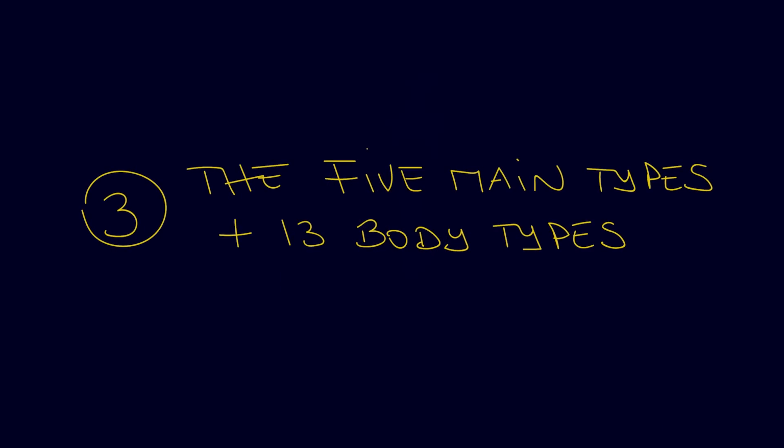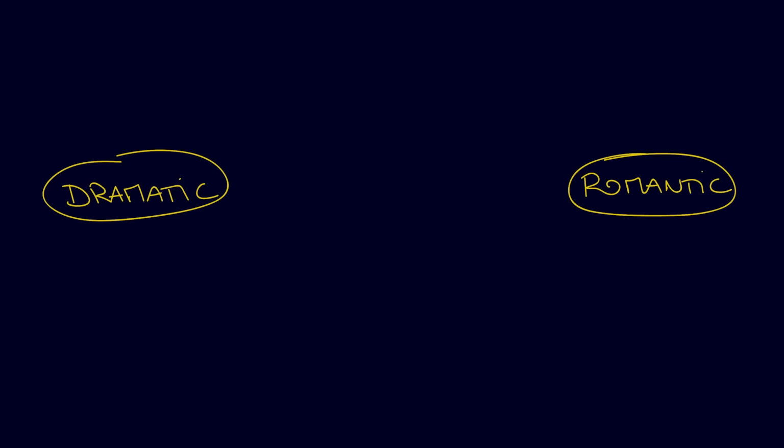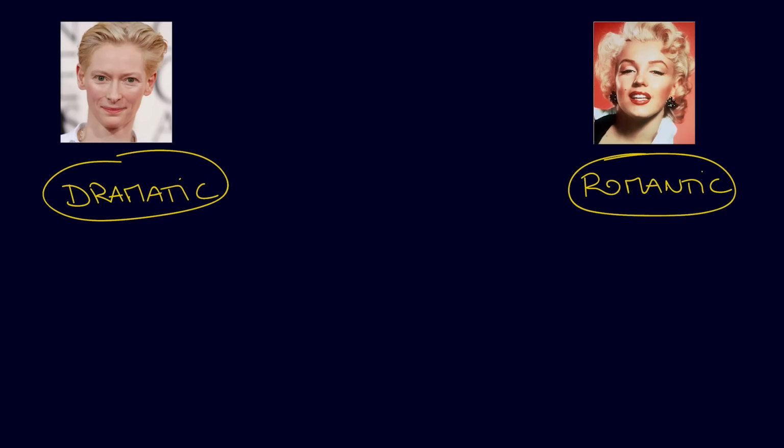Then the 5 main types and the 13 body types. Kibbe defines 5 main types. Here's how I understand them, shown in a visual way. Dramatic and romantic are the 2 extremes, so to speak. Dramatic is long and thin, with angular features, with a straight body, no curves. It's very yang. Romantic is at the other side of the spectrum, it's very yin. So small, soft, rounded, curvy. Tilda Swinton is dramatic. Marilyn Monroe is romantic. So you get the idea, they are completely different women.